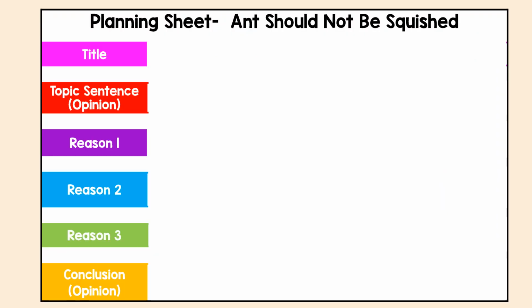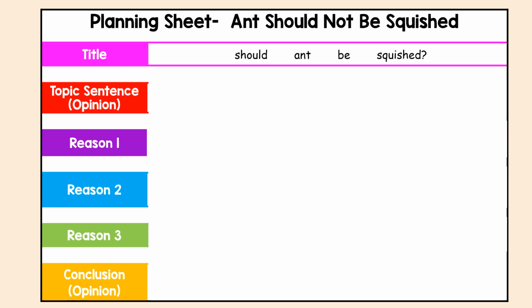So here's what a planning sheet's going to look like. Now remember, it's a planning sheet. I'm only going to use words and phrases. I don't have to put my thoughts in sentences yet. That's what I'll do when I'm writing my text. So first of all, what words can I use in my title? Should ant be squished? I can start with that question.